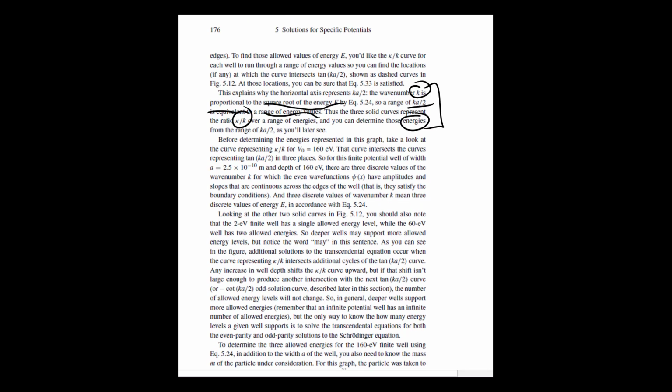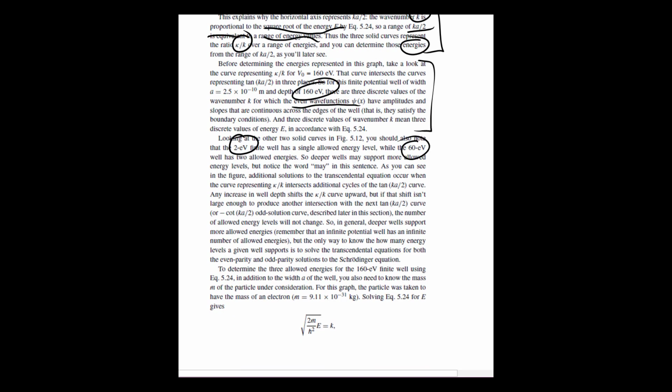We're going to turn those Ka over 2 values into energies, but first I make the point here that for the even wave functions we're looking at in this graph, there are 3 solutions at 160 eV, 2 allowed energies at 60 eV, and only 1 at 2 eV. So in general, deeper wells may support more allowed energy levels.